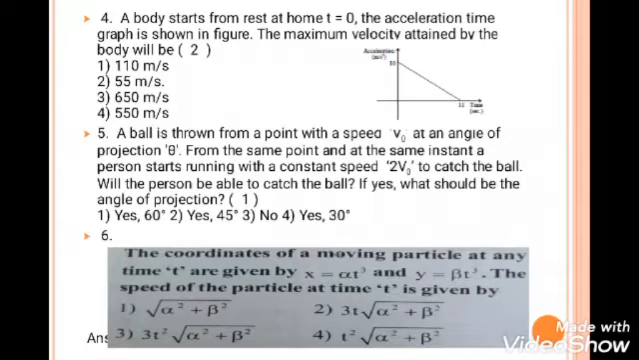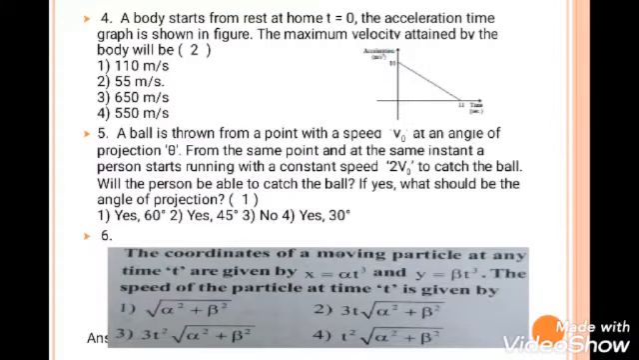Then you can go to the fifth problem. A ball is thrown at a speed of v naught and another is projected with some angle theta. Then another boy is running on the plain ground with a speed of v naught by 2, so that he has to catch the ball.